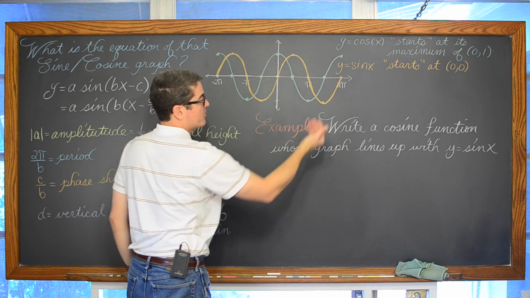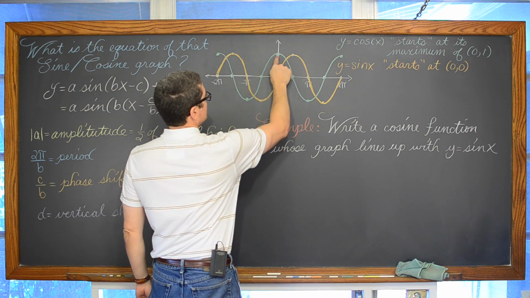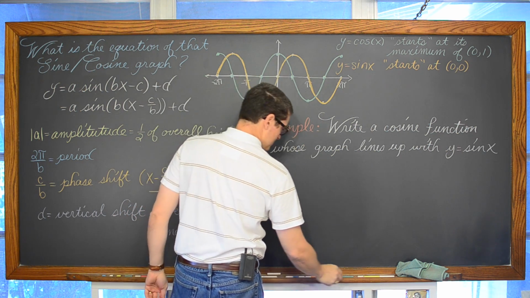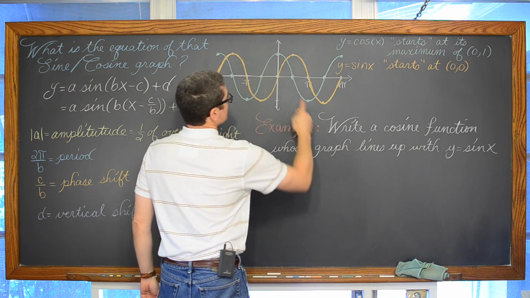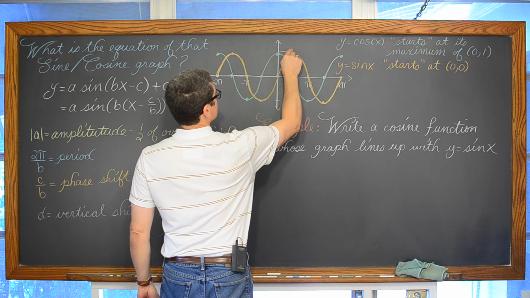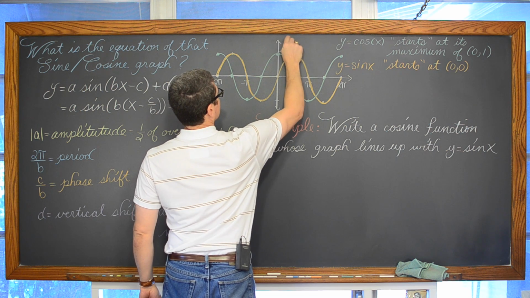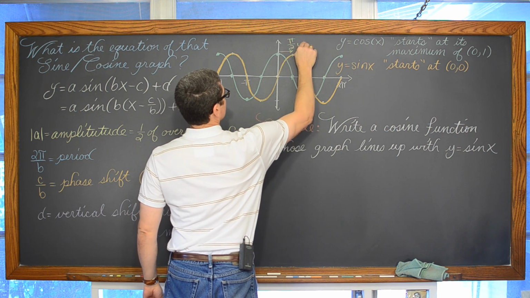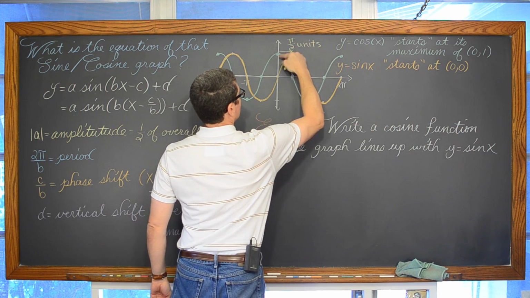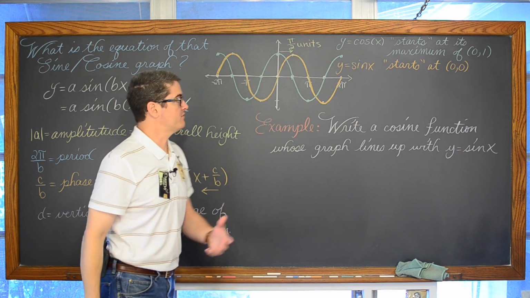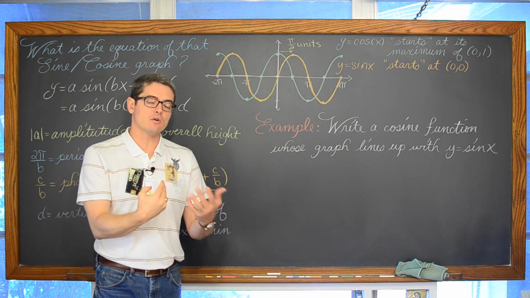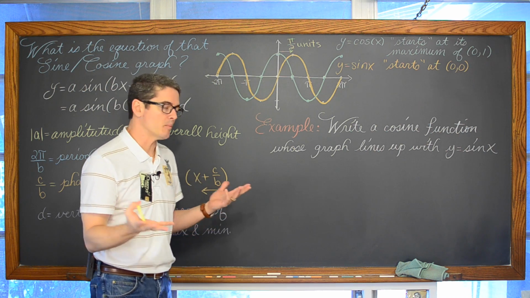It looks like by my picture that if I moved this to the right, what color have I not used yet? If I take the cosine graph and I shift it to the right pi over 2 units, it would line up exactly on top of the sine function. And they are. The sine curve and the cosine curve are exactly the same shape.